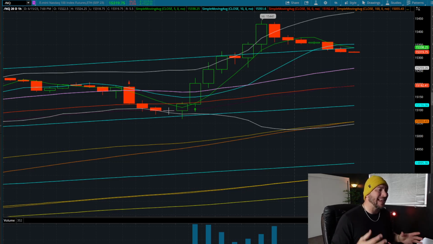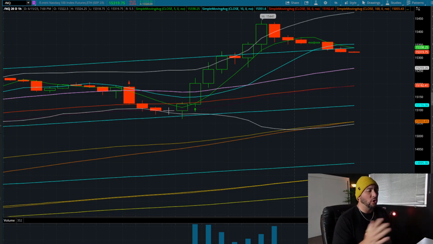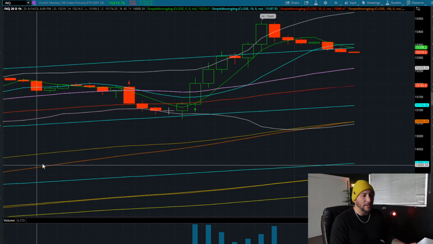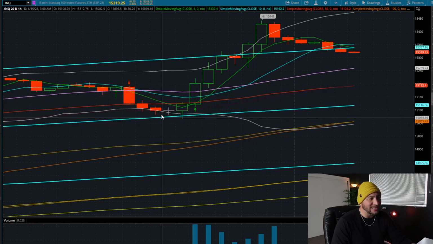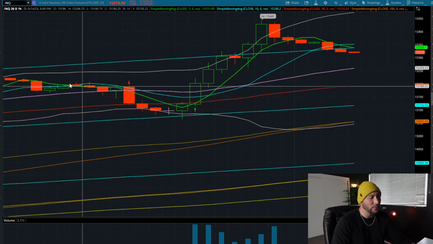which for me is going to be 6 a.m. Pacific Standard Time. Market opens at 6:30, so that 6 a.m. candle is going to be my first hour candle. So immediately what I'm going to do is look to the left here and see, what did we do in the overnight session? What did we do in the London session here?